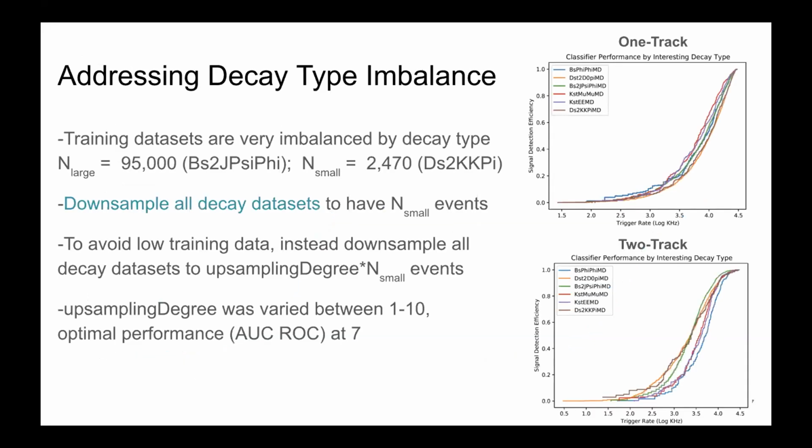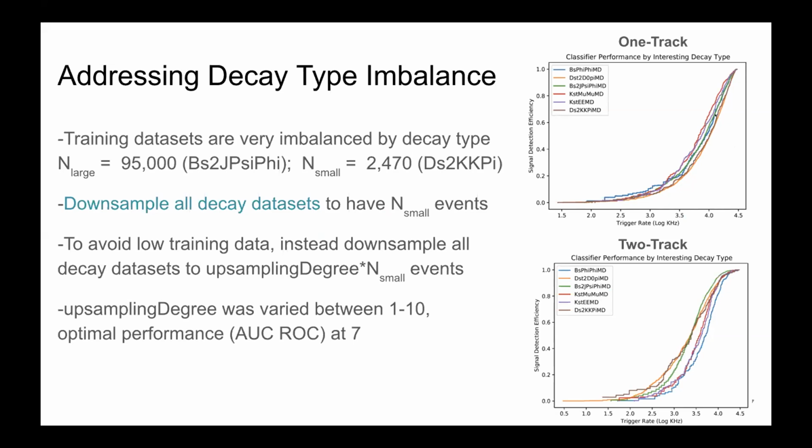So one of the things that we wanted to address early on was this decay type imbalance. And what we mean by that is that the training data set that we were using had a lot of training examples for some decays, but very few examples for other types of decays. And we can see how this affects performance in these plots to the right. So this is an ROC plot as a function of the decay type.